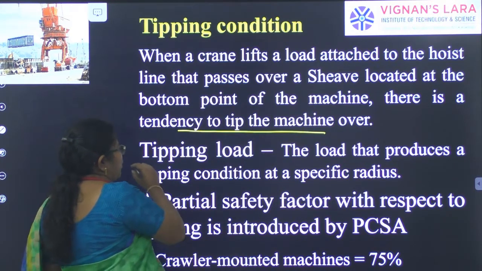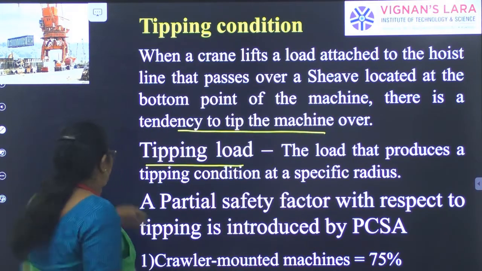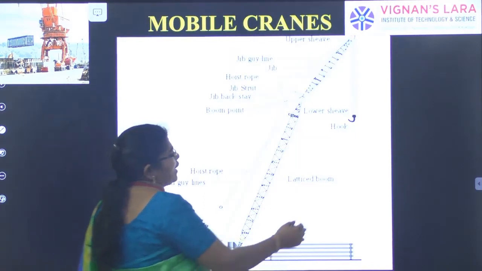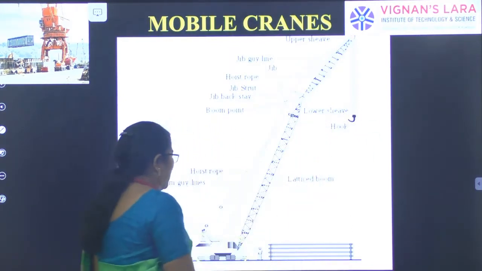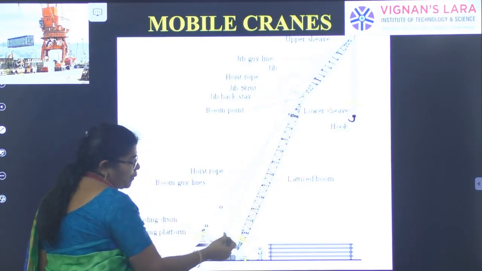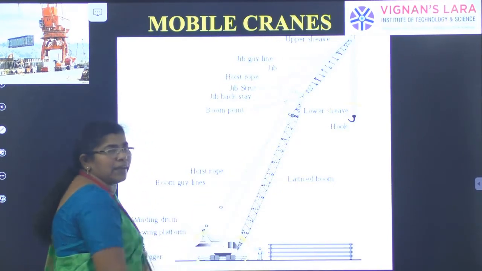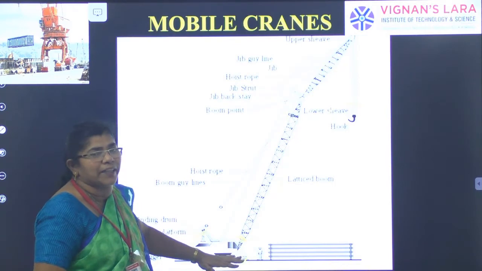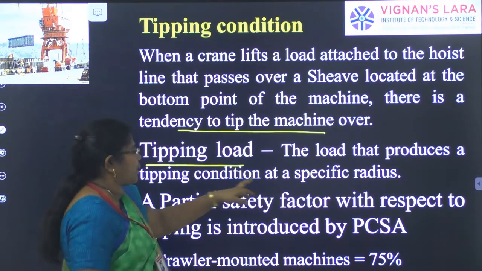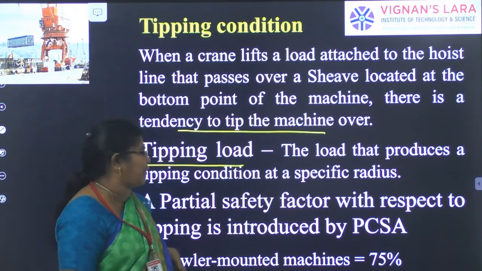So what is tipping load? When the crane hook takes a load, in order to avoid the crane falling down, the load is counter-taken by the bottom part of the crane. That we call the tipping load. So we will have a tipping condition for a specific radius.